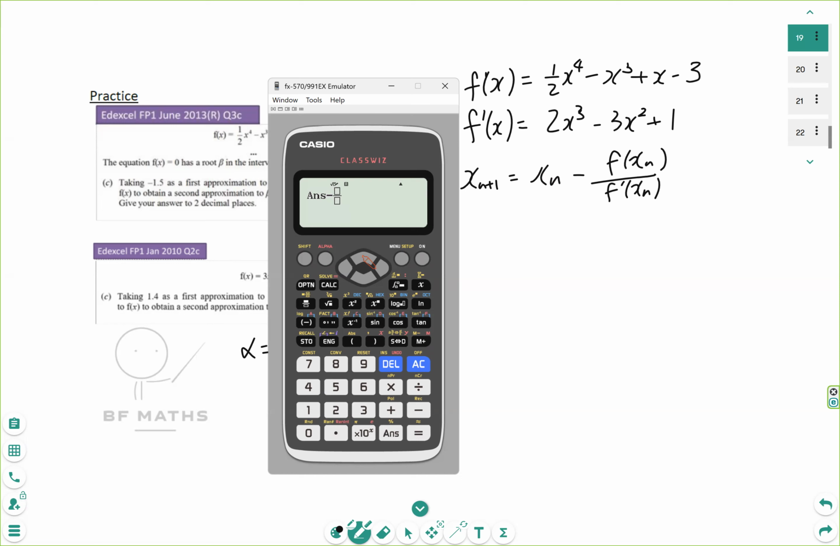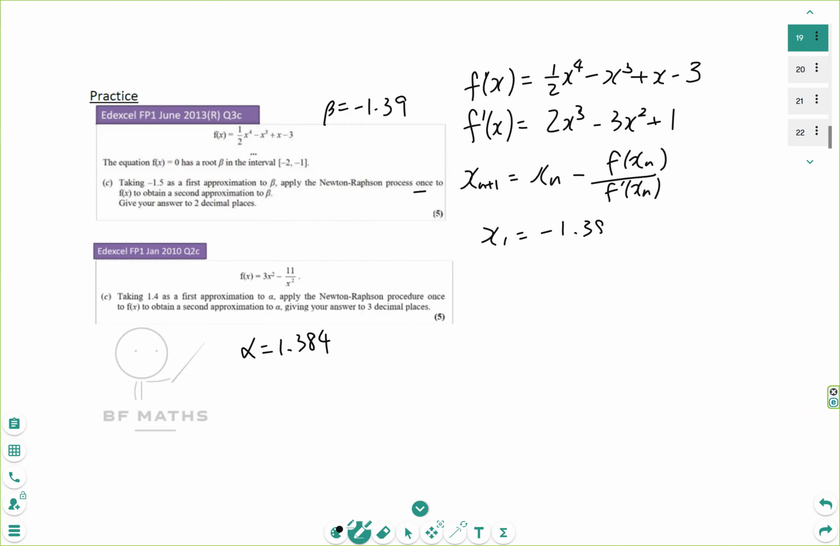Substitute the function f of x in the numerator. So it's a half times x, which is answer to the power 4, minus answer cubed plus answer minus 3. For the denominator, it's 2 times answer cubed, because we substitute the derivative, and every time you see x, you replace it with the answer button, minus 3 times answer squared plus 1. Fingers crossed, it's minus 1.3875. But the question wants you to do two decimal places, so it's minus 1.39. So x1 is minus 1.3875, which is minus 1.39.